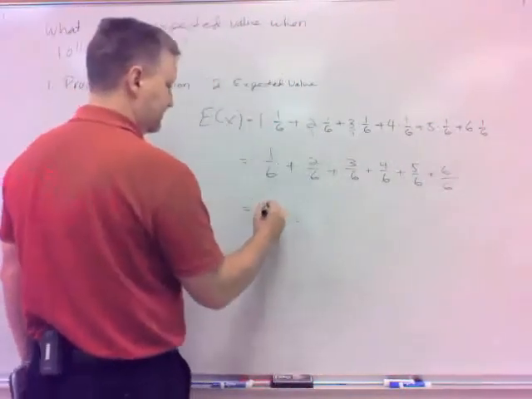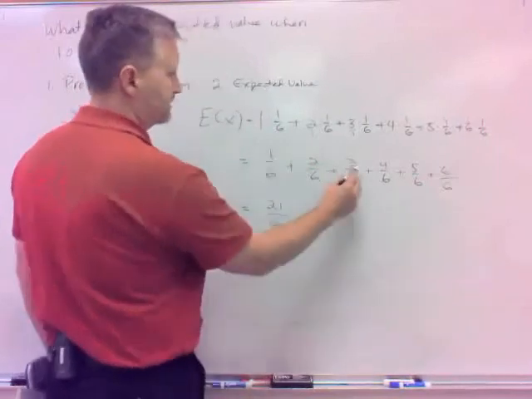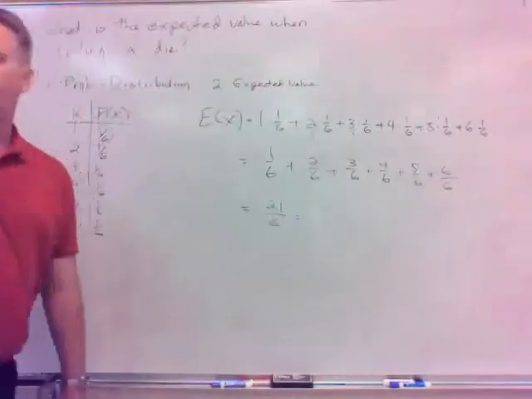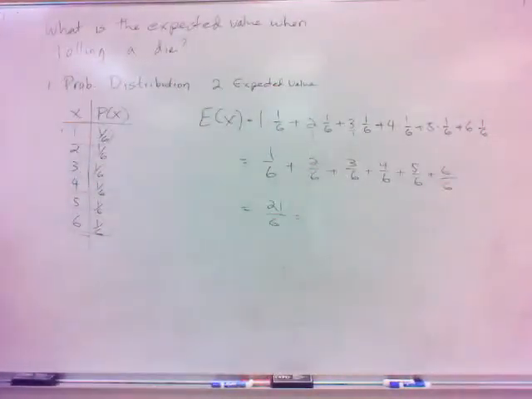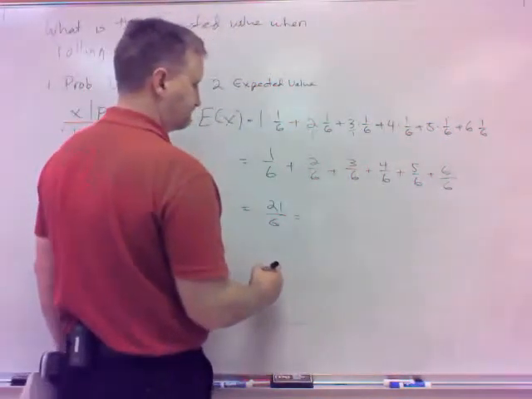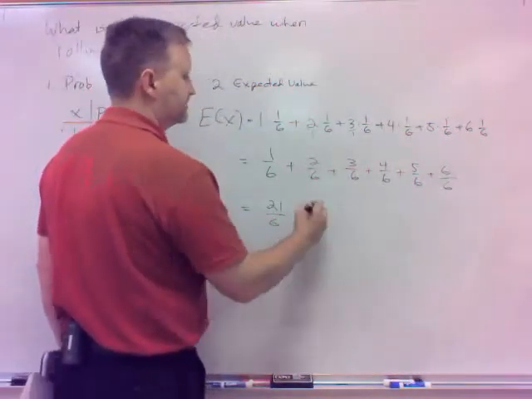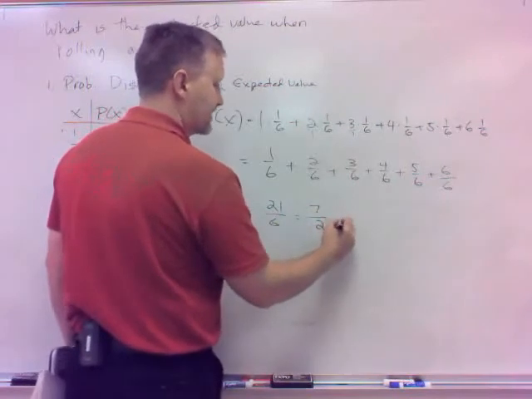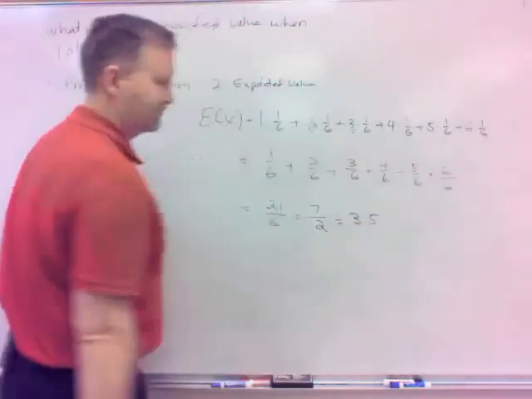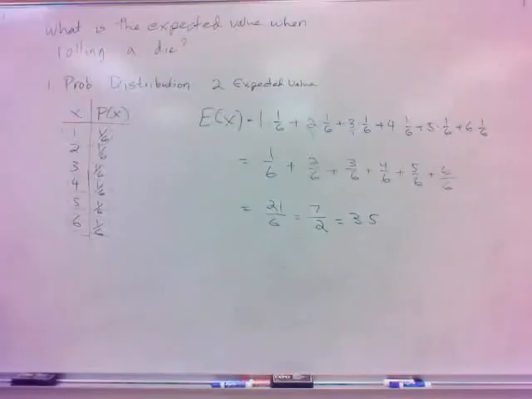21 out of 6. 6, 10, yeah, 21 over 6. I don't know how I got 27. I think I added something twice. I don't know. But anyway, 21 over 6, which reduces to be 7 halves, which as a decimal is 3.5. Yeah, that sounds more right. Okay. 21 over 6, which is 7 halves, but let's take it to 3.5.